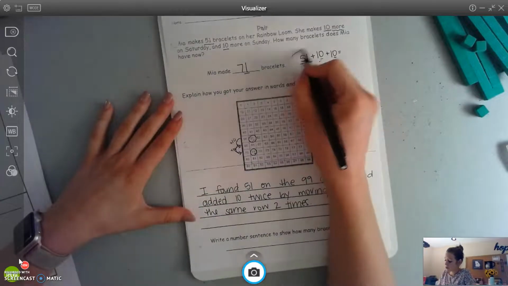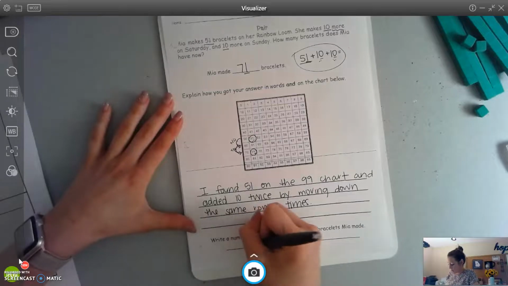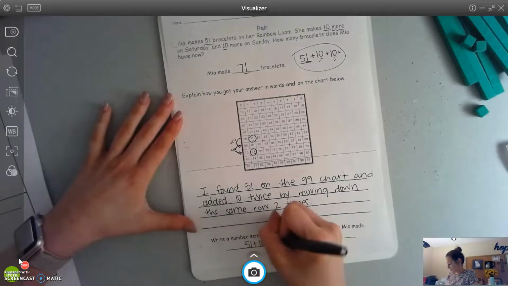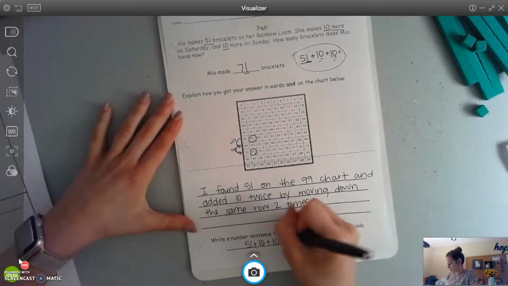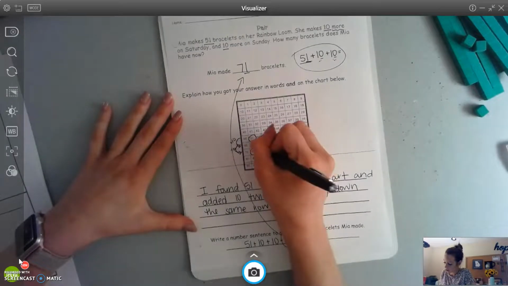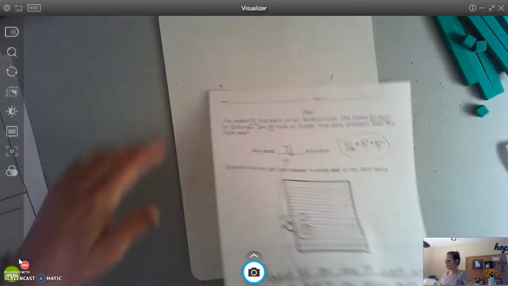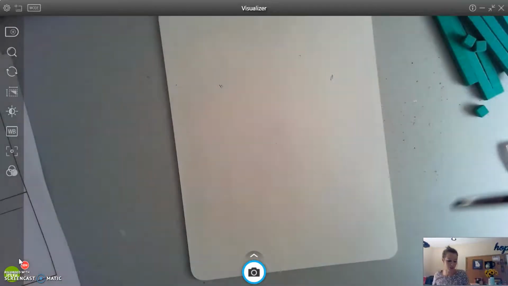Write a number sentence. When it says write a number sentence, you're just going to write something that represents what we did. And make sure that this number matches that number right here, and it also matches that number right there. So you guys will see that. That will look very familiar to you.